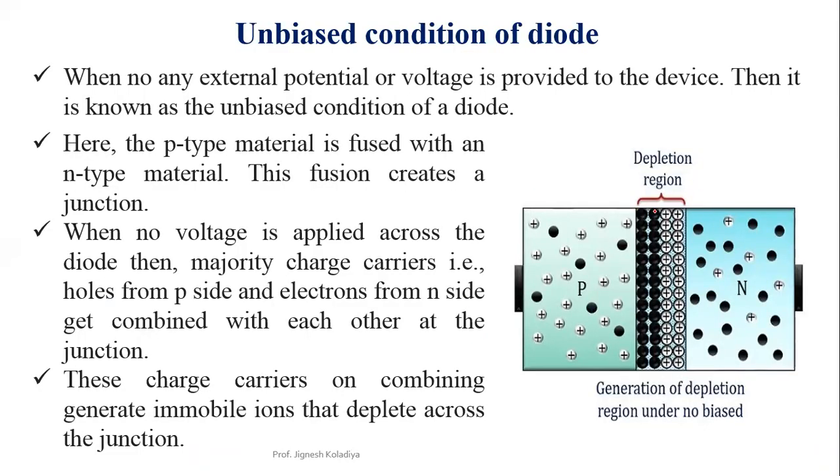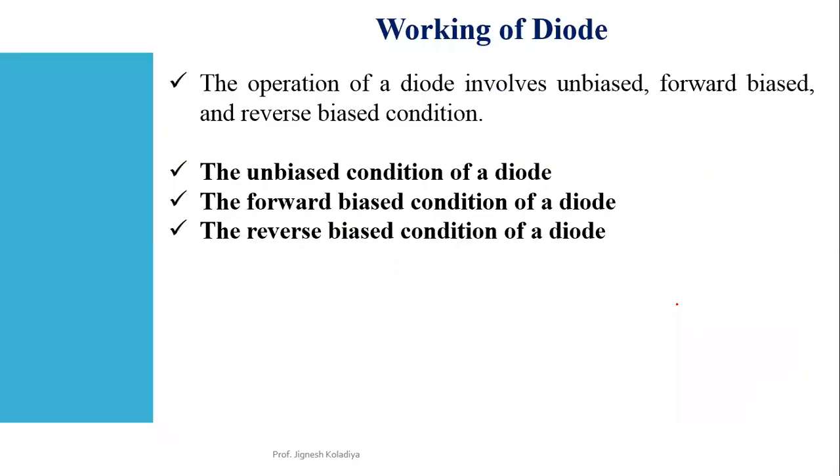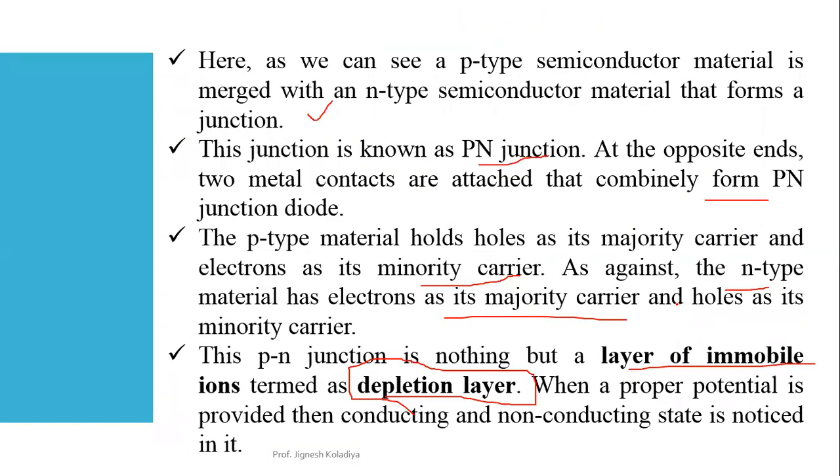See, on this side, a number of electrons are coming from n region to p region. And due to this, here holes are going to be created. On this side negative polarity, and here it is positive polarity, and these all are the immobile ions. That region is known as depletion layer or depletion region. So when proper potential is provided, then conducting and non-conducting state is noticed in it.